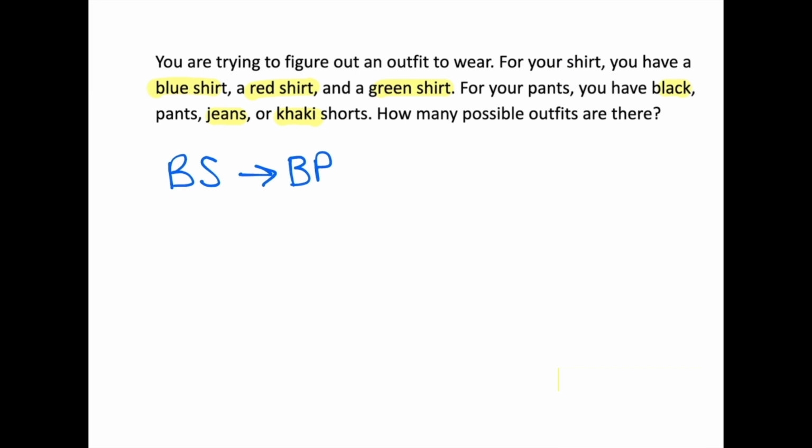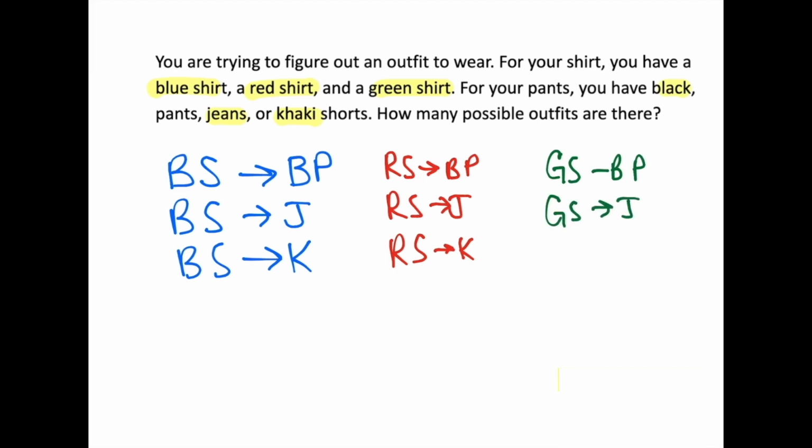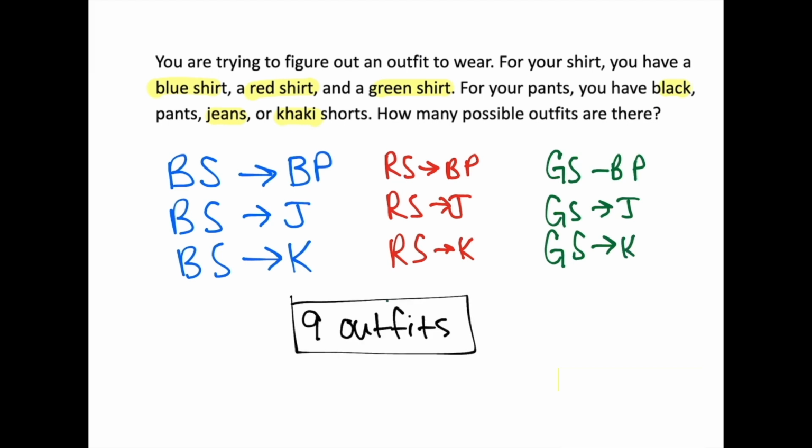You could have a blue shirt with black pants. You could have a blue shirt with jeans, or a blue shirt with khakis. We could have a red shirt with black pants, a red shirt with jeans, and a red shirt with khakis. Then we could have a green shirt with black pants, a green shirt with jeans, and a green shirt with khaki pants. As you can see, we have 9 possible outfits.